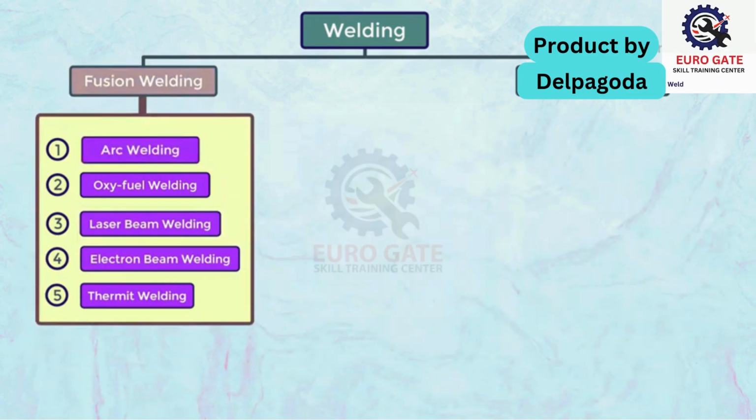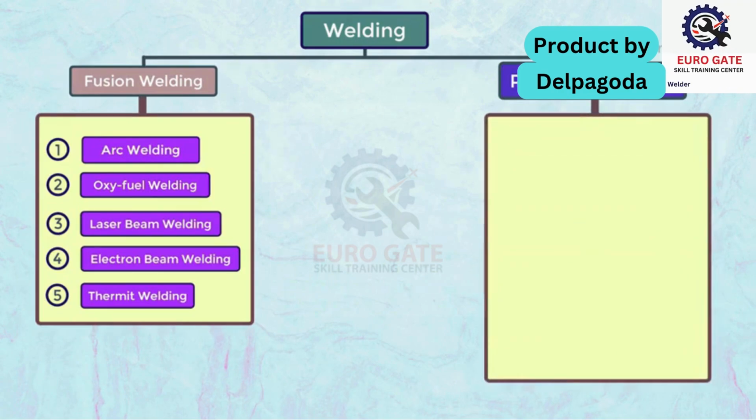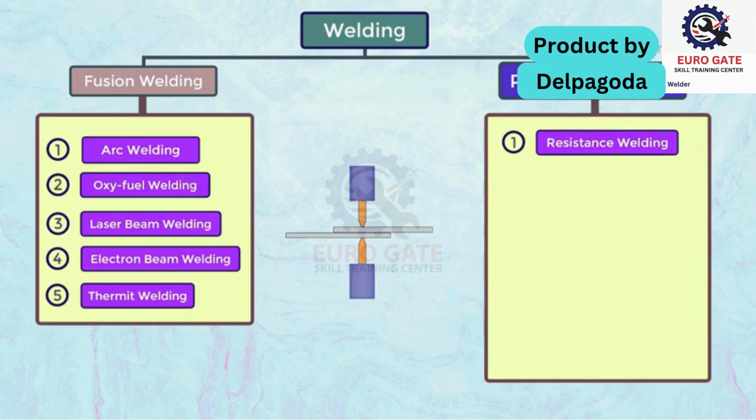Next, we will see the classifications of pressure welding processes. The most common welding processes under pressure welding. The first method is resistance welding. Resistance welding is the most popular welding process. This welding is largely used in automobile industries.